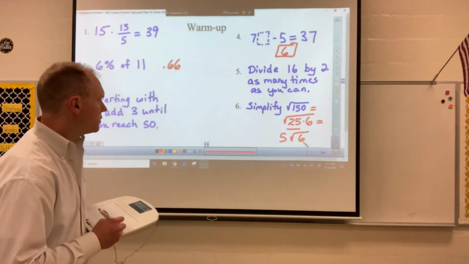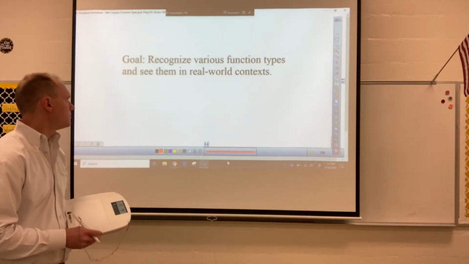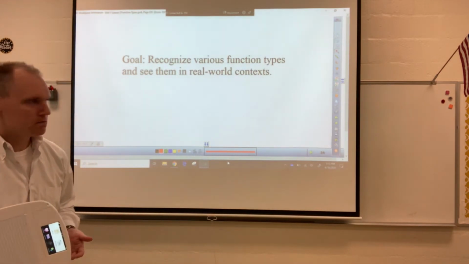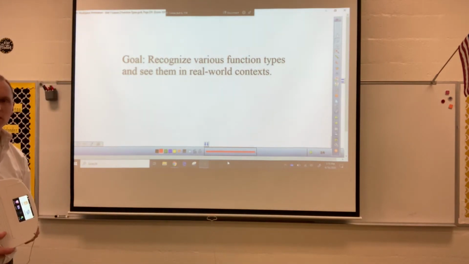All right, so let's move on now to our topic for today, which is to recognize various function types and see them in real-world contexts.